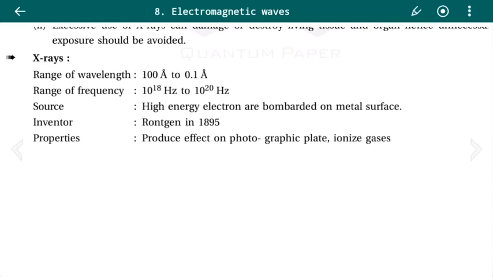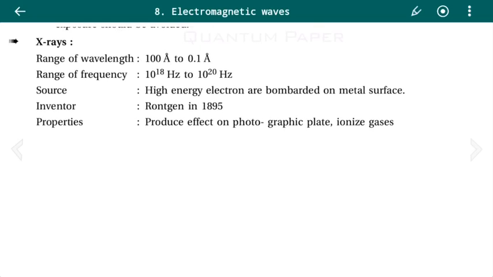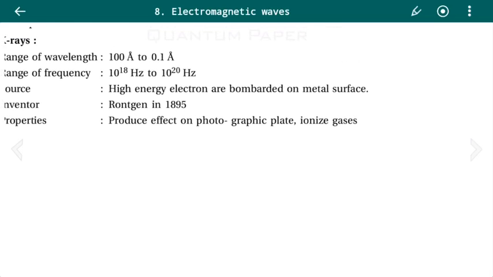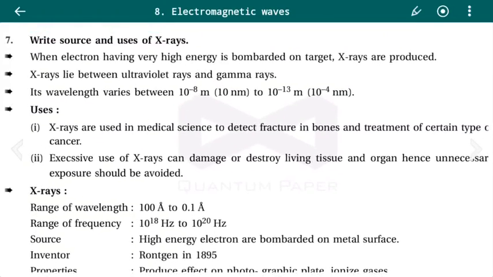Source is high energy electrons bombarded on the metal surface. So when these electrons collide with the metal surface, or when with high speed they are bombarded on the metal surface, the radiation that comes out is nothing but the X-ray. Inventor is Roentgen in 1895. Properties: it produces effect on photographic plate. It ionizes the gases. So students, you may note down this theory.